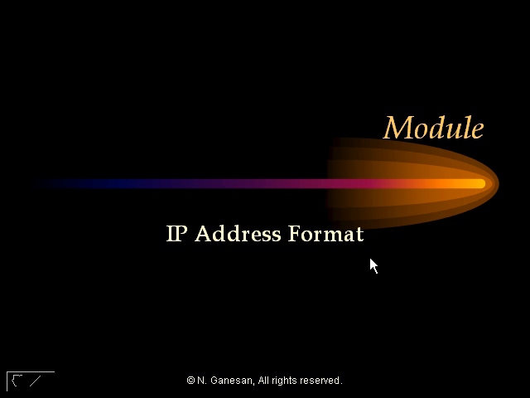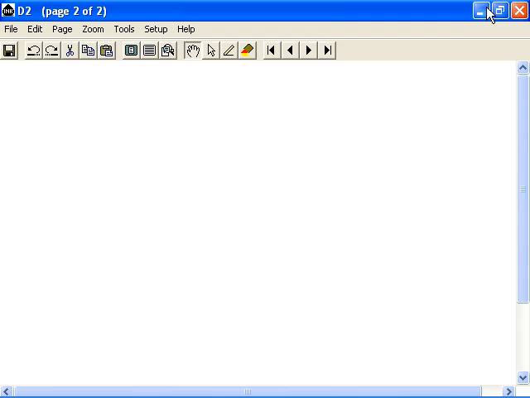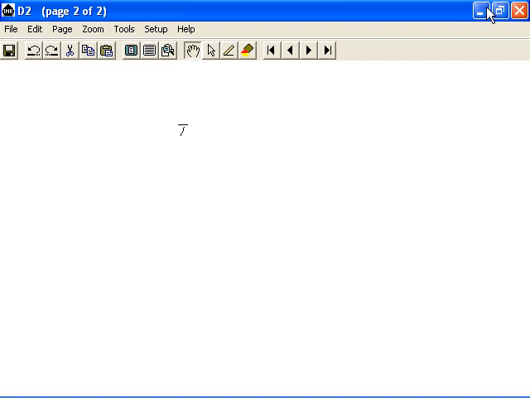In this module, we will look at the IP address format. There are two different types of IP address formats. The first one is known as IPv6, which stands for IP version 6. And the second one is known as IPv4, which stands for IP version 4.